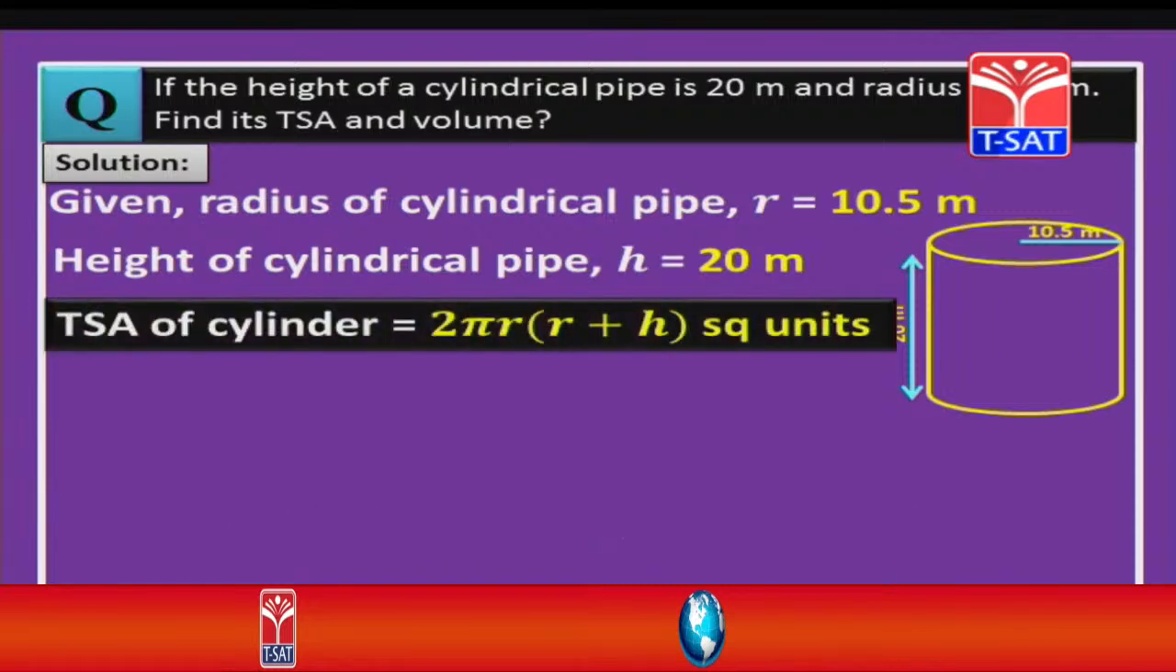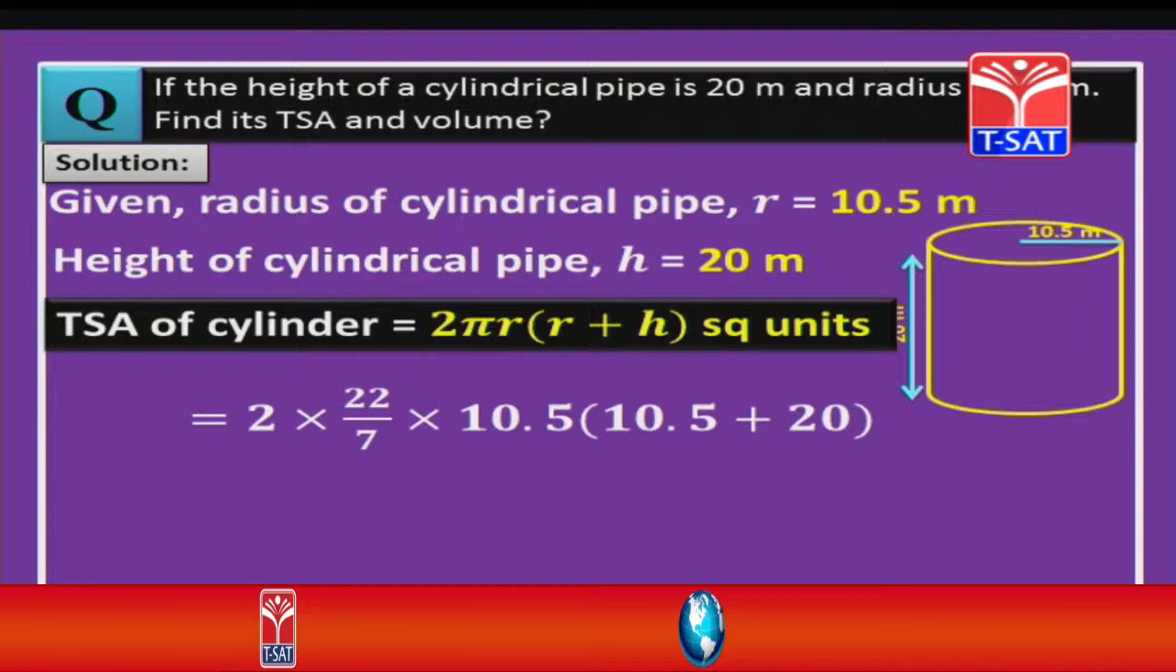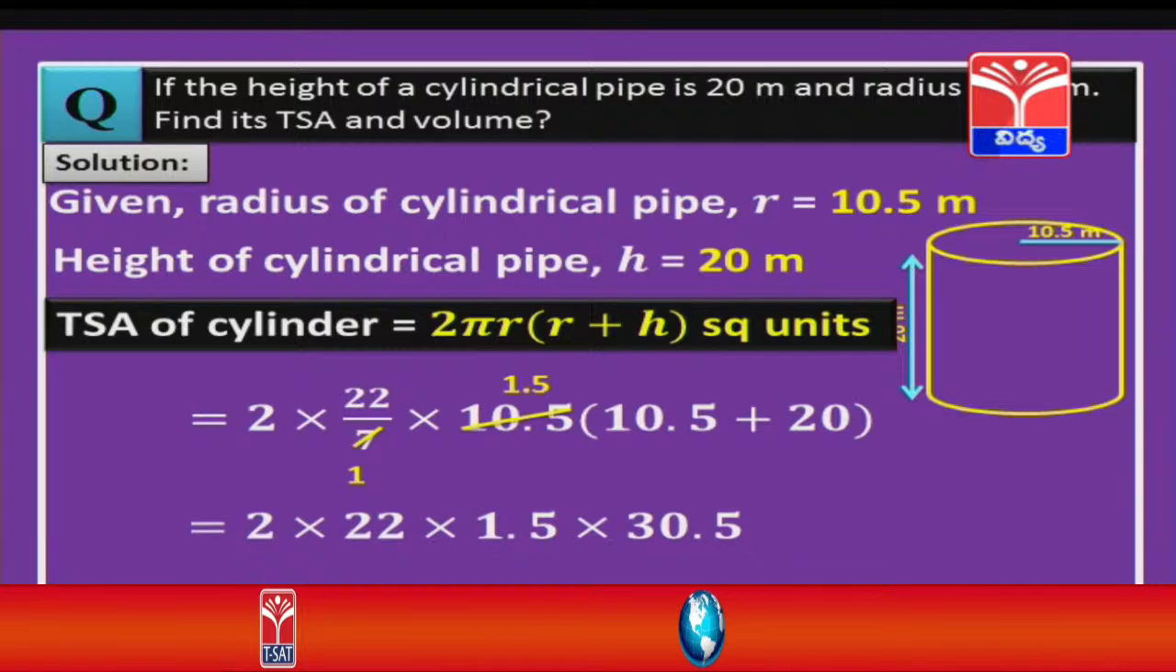Let us find out the TSA of the cylinder, which is 2 pi r into r plus h square units. Again we will substitute the values of r and h as shown. Again 7 goes 1 time and in 10.5 it goes 1.5 times. So, what is left, children? 2 into 22 into 1.5 into 30.5. Multiplying these we get 2013 square meters.